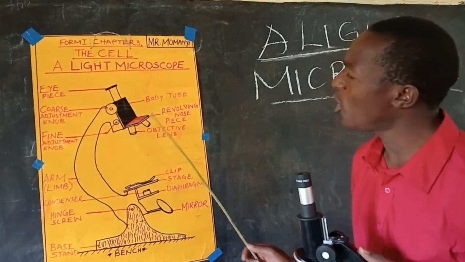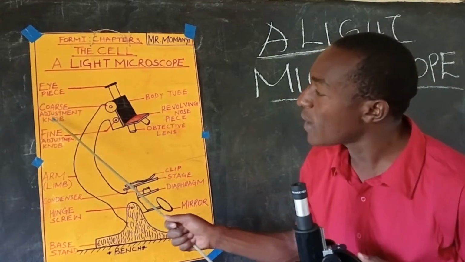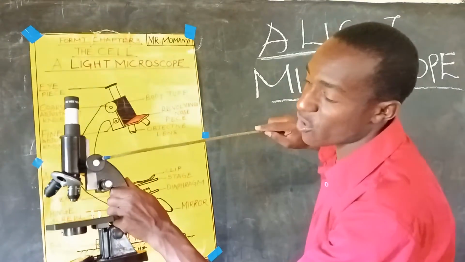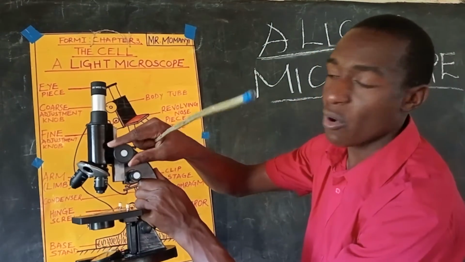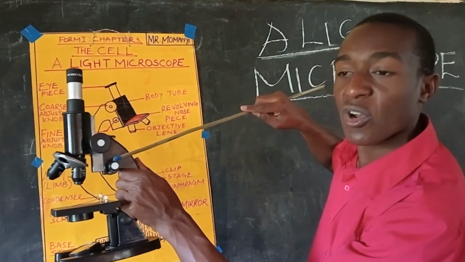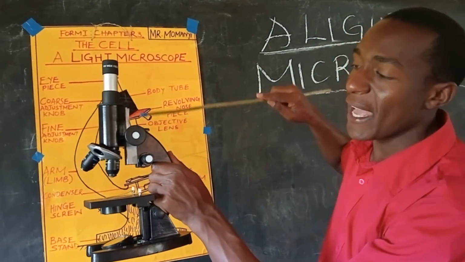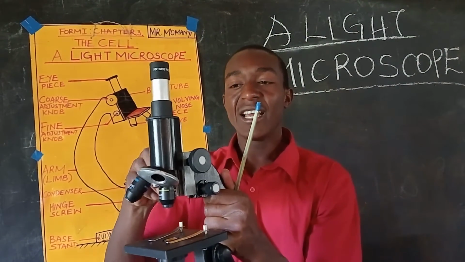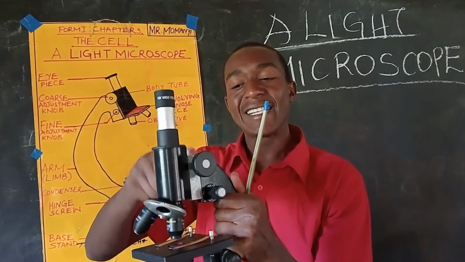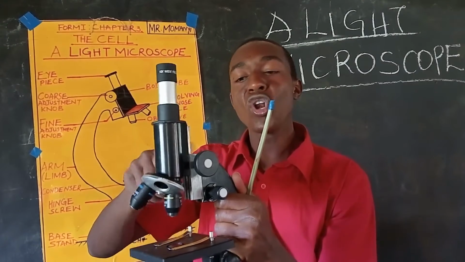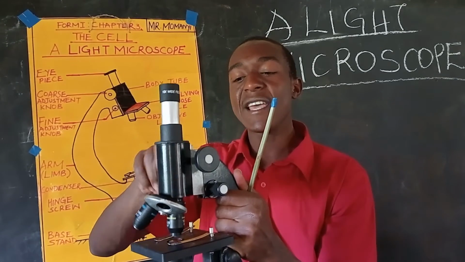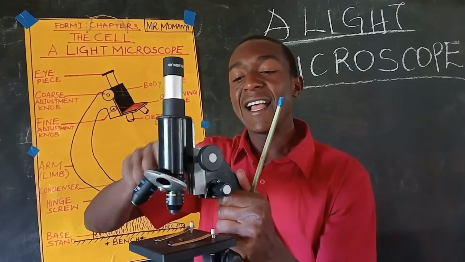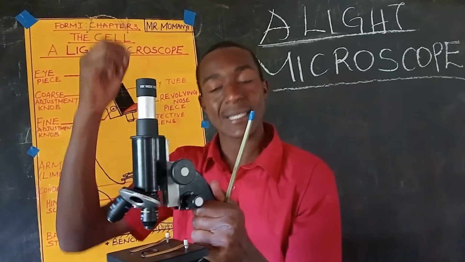We go down, or we go up a little. We have this coarse adjustment knob. We have it here. This is the coarse adjustment knob. It is a bigger knob when you compare it to this other one here. This smaller one is called the fine adjustment knob. The coarse adjustment knob is used to raise or lower. You can see what I'm doing. Raising or lowering the body tube.